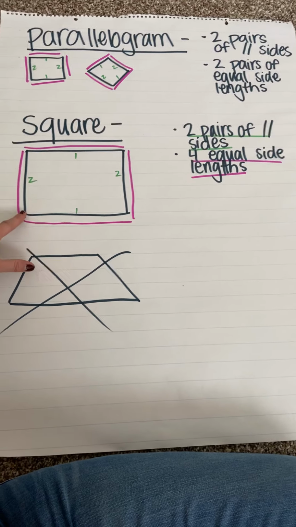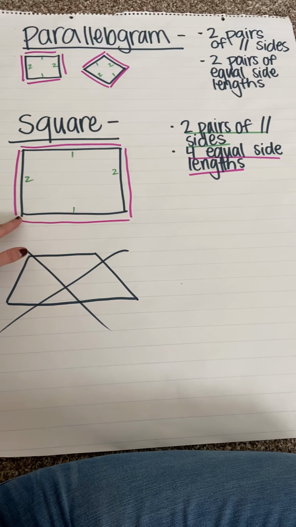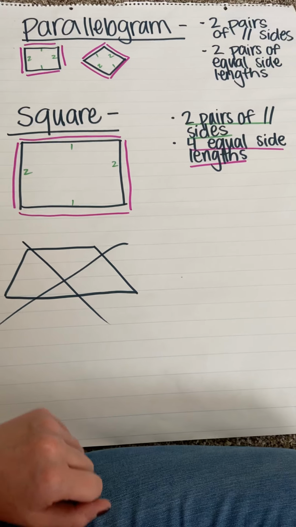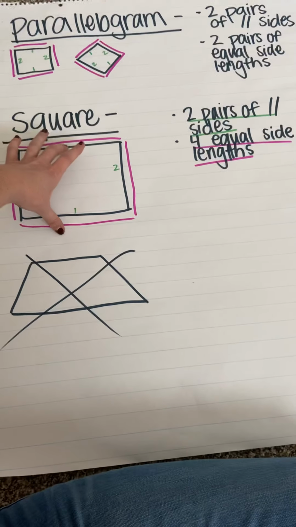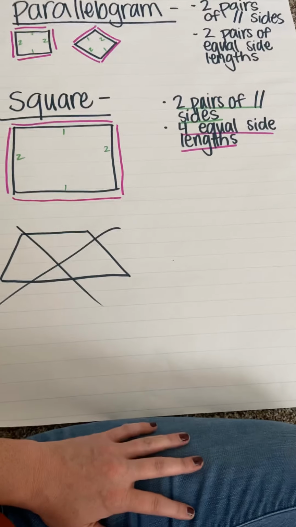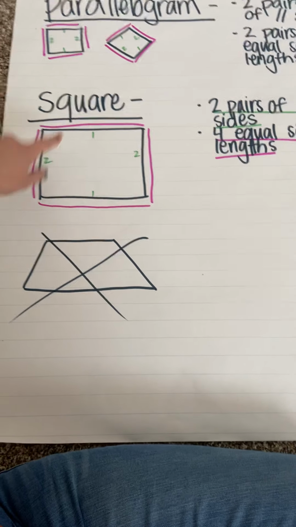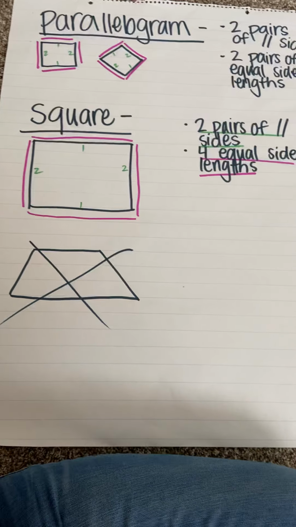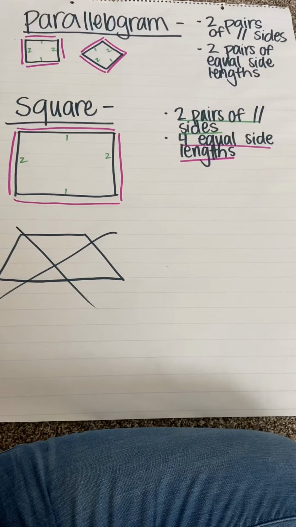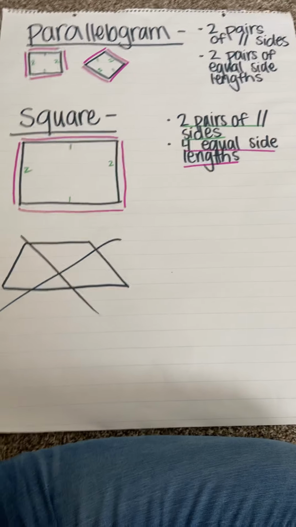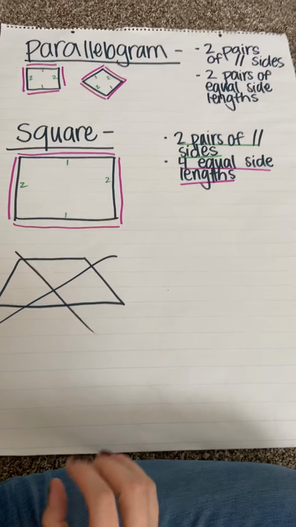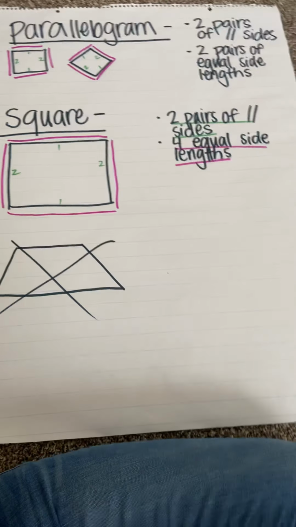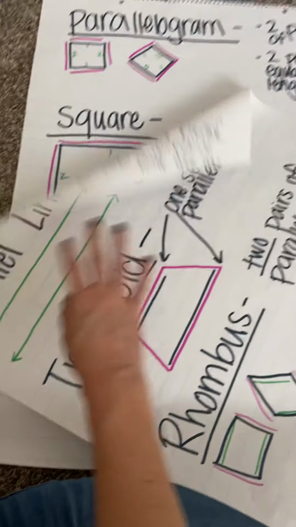And the square is the magical polygon, quadrilateral. It has two pairs of parallel sides. These are parallel, these are parallel. It also has four equal side lengths. Now, I did my best to draw a square. It's not exactly equal, but you know what a square looks like. The square is super magical because it can be so many other polygons, but no other polygon can be a square. It's like Superman, like super square.